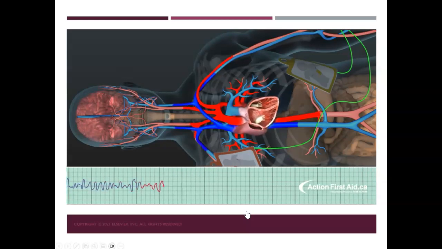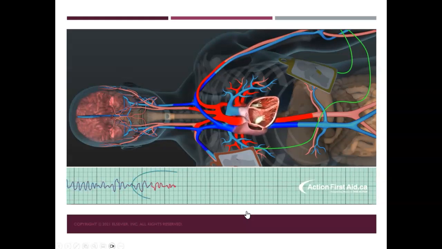arrest. Notice how the heart is not beating effectively. It has electrical activity, but it is uncoordinated. The heart looks like it is shaking like a bowl of jelly. When in this rhythm, you can see the heart is not effectively pumping any blood out. This rhythm is deadly and has to be stopped.